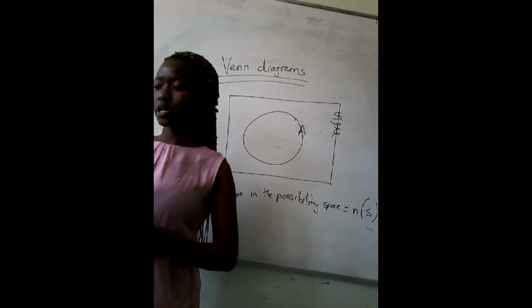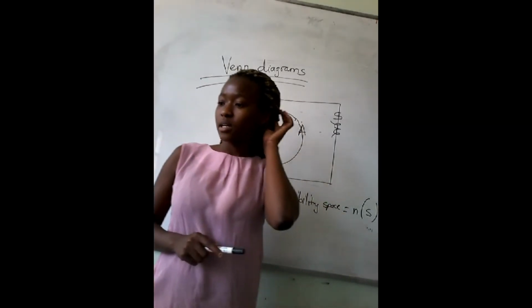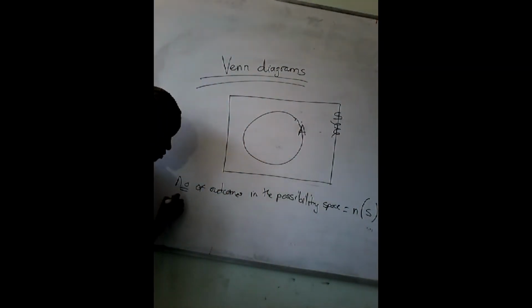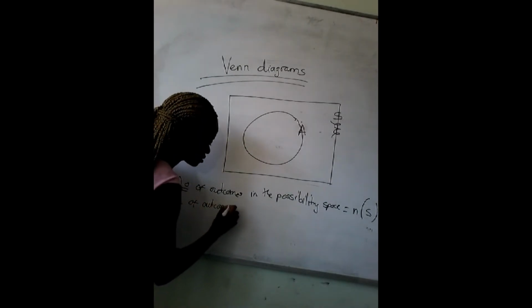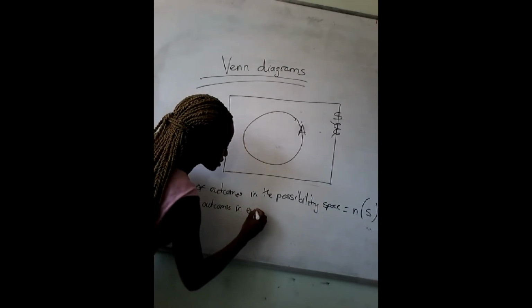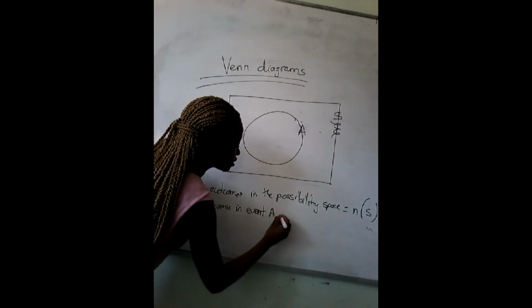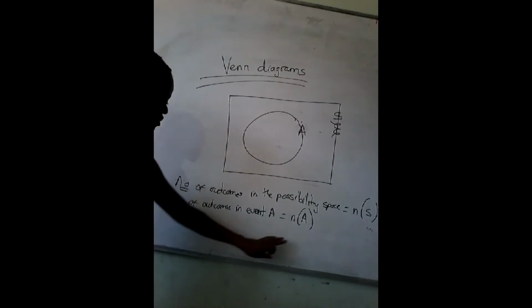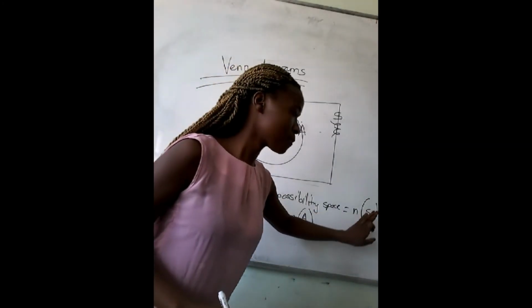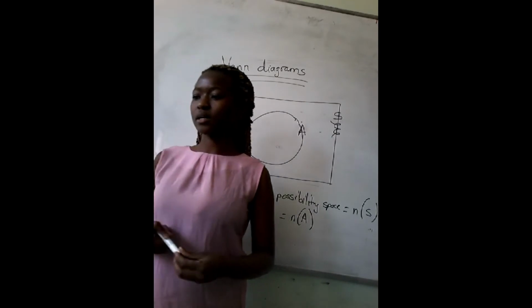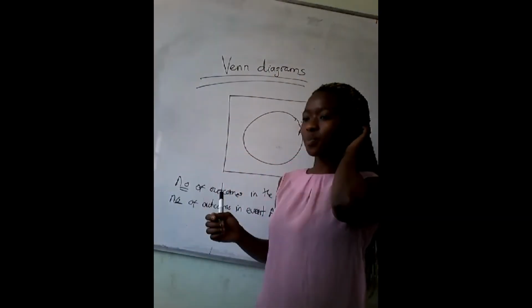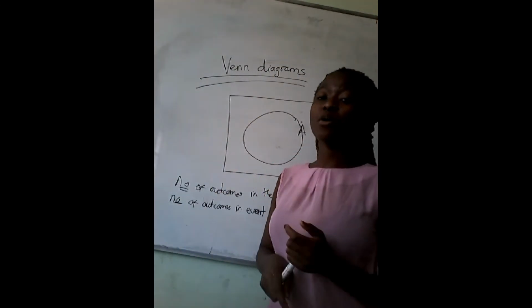And the number of outcomes in event A. Now we know the number of outcomes in event A is denoted n(A), and this is the number of outcomes in event A. Well, this is the number of outcomes in our possibility space.